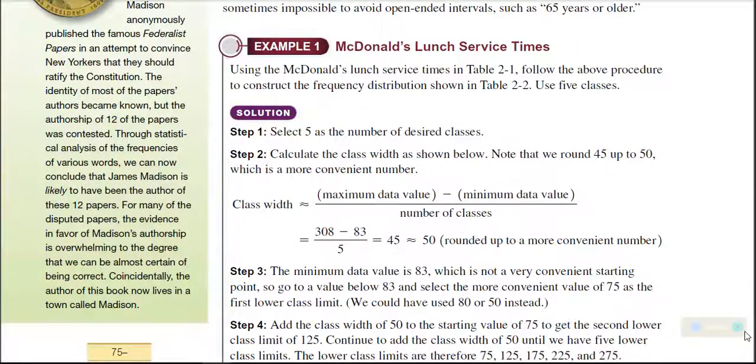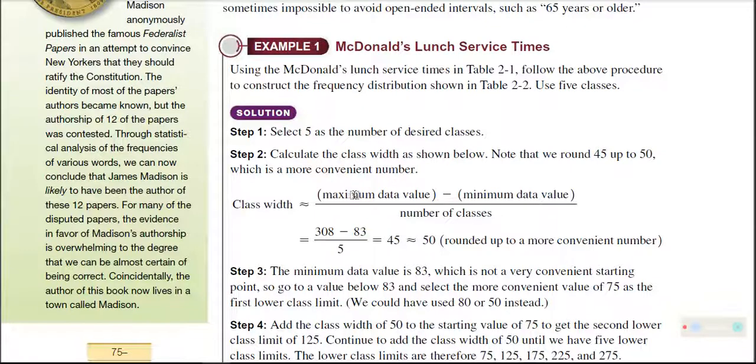Ayan. Gawin natin yung McDonald's lunch service times. Kanina pa natin tinitingnan yung table, pero ngayon, i-explain natin kung paano siya nakuha. So, dito nga, sabi natin, you have the freedom to choose the number of classes that you want to use in your frequency distribution. You can choose any number between and including 5 and 20. So, ang pinili natin ay 5. So, 5 as the number of desired classes. Calculate the class width as shown below. Note that we round 45 up to 50, which is a more convenient number.